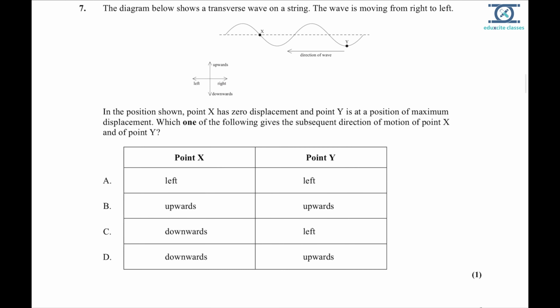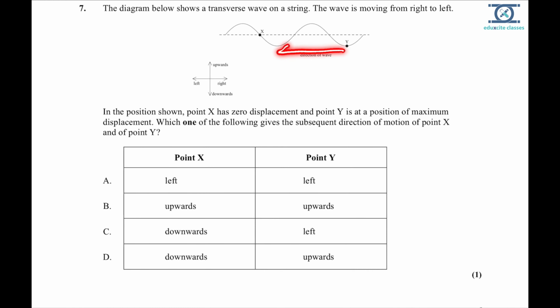Now again this is a similar question. This is again a transverse wave. The direction of the wave is from right to left. The points x and y are shown. X is at zero displacement, y is at the position of maximum displacement in the downward direction. Which of the following gives the subsequent direction of the motion of points x and y? Just after this, what will be the subsequent motion? In which direction will they move?